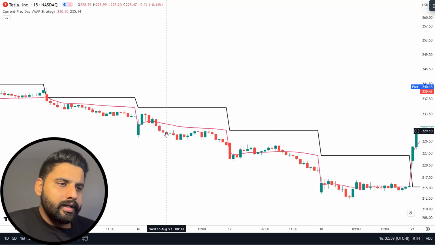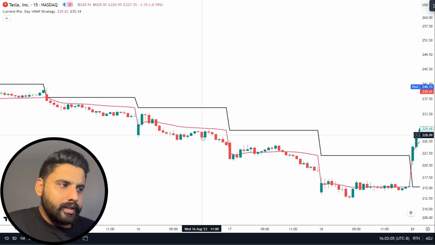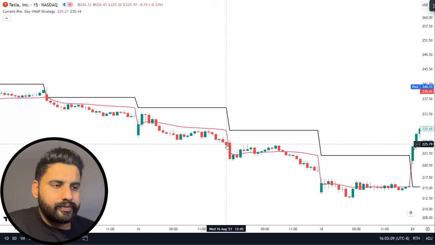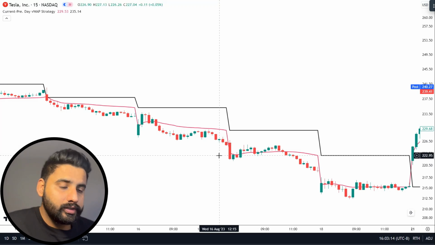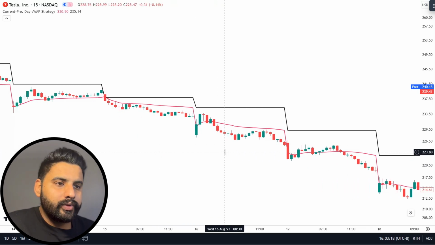For the target, you can use a 1:1 risk to reward ratio, like 1:1, 1:2, or you can just hold this trade till the end of the day, and at the end of the day you can just square it off. So this is how this strategy works. Yes, your stop loss will also get hit sometimes, but this is a very good strategy to trade intraday.